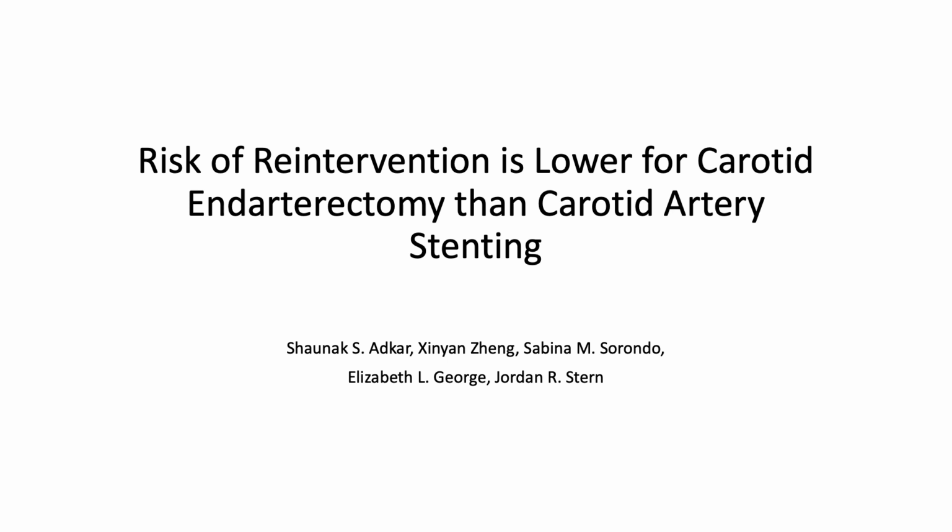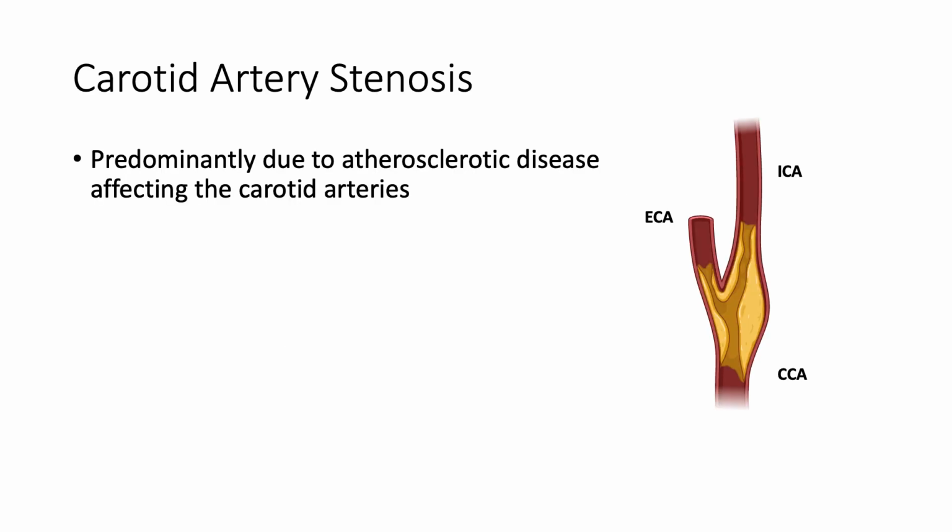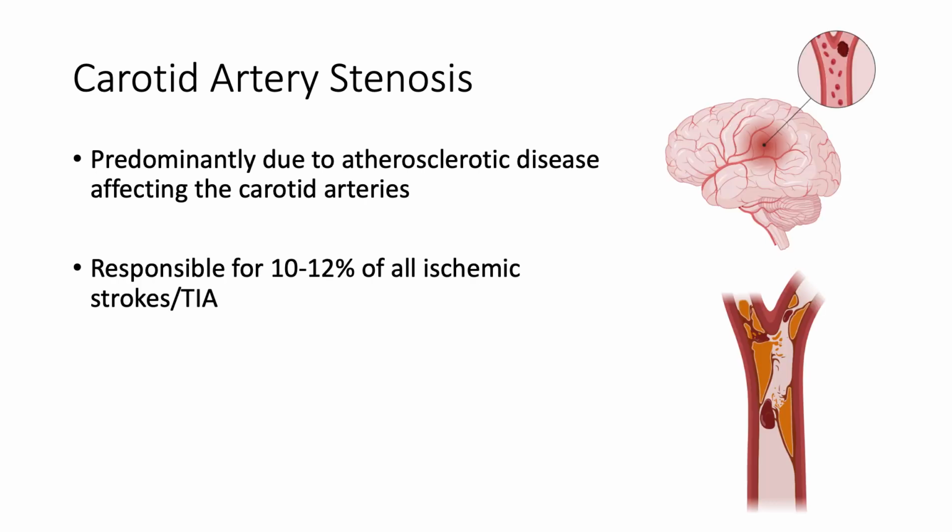So carotid artery stenosis is predominantly due to the accumulation of atherosclerotic disease at the carotid bifurcation. In general, it affects about 1 to 2% of the population and up to 3% in octogenarians. Vulnerable plaque is prone to plaque rupture and consequent embolism of atherosclerotic debris and thrombus to the brain, responsible for about 10 to 12% of all ischemic strokes and TIAs.